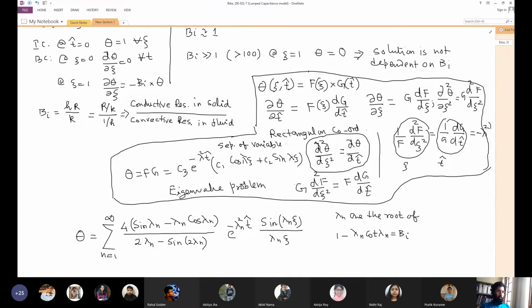So this is the solution of the equation that we are talking about. We are talking about this equation, boundary conditions, Biot number limit. So for Biot number much less than 1, we don't have to go for this solution. We will do something else. I'll show you that.